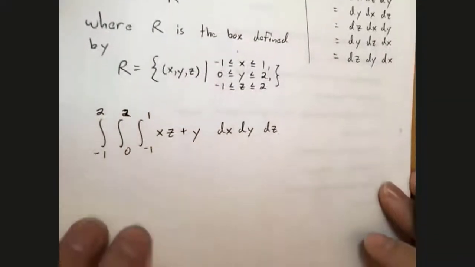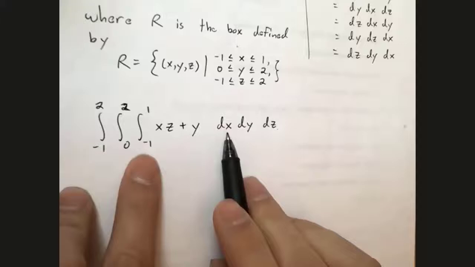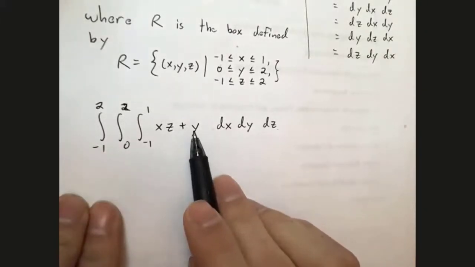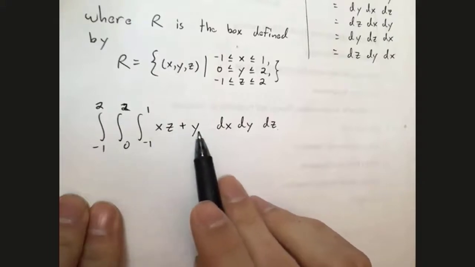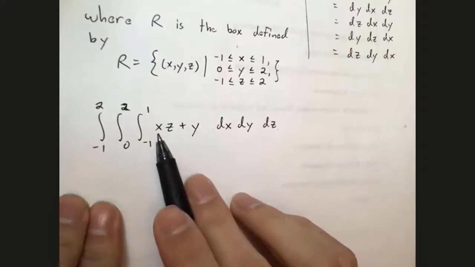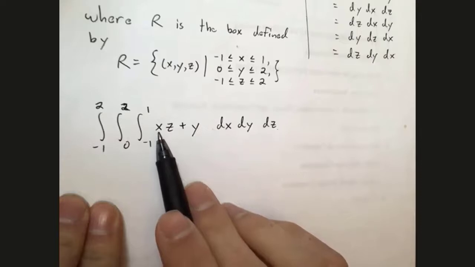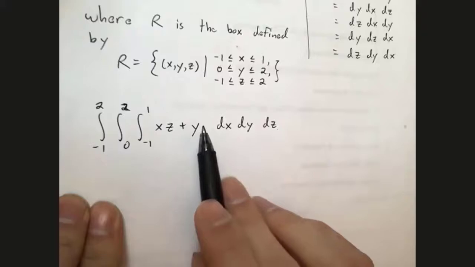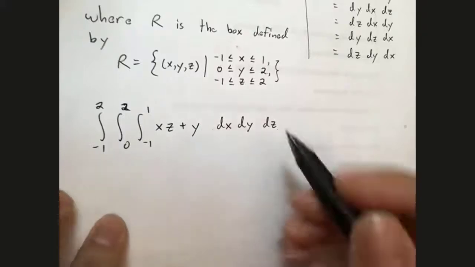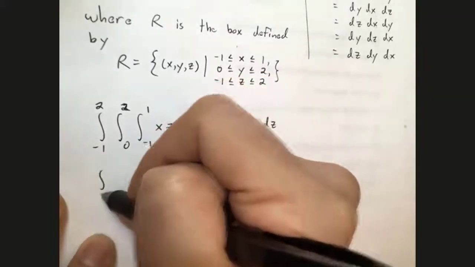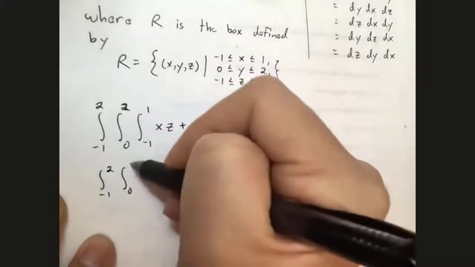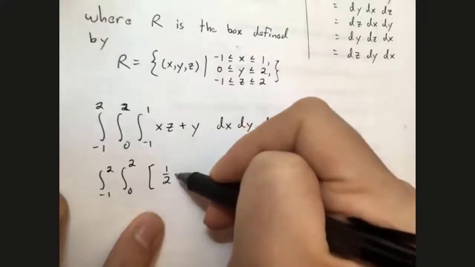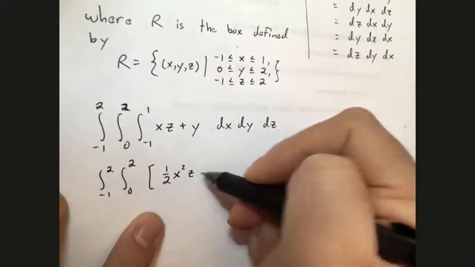So the first integral is the x integral. Okay, so I'm going to treat z and y as if they're constants, and I'm just going to find the antiderivative of this with respect to x. Well, that's going to be 1/2 x squared z plus, y is a constant, so I just get yx. I'm leaving those outer 2 integrals alone, but I've found the antiderivative for the innermost integral.